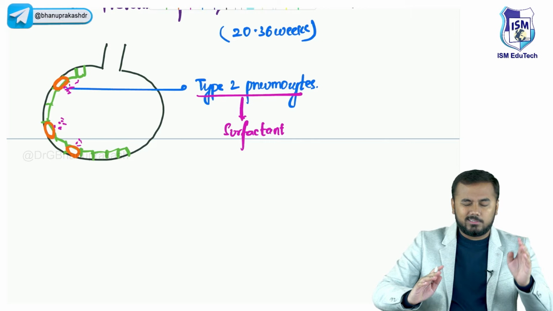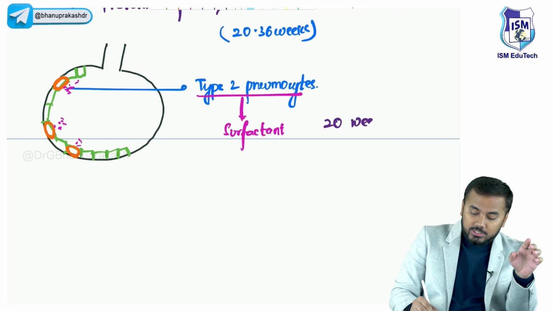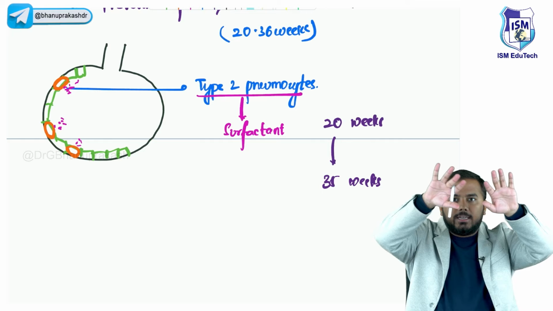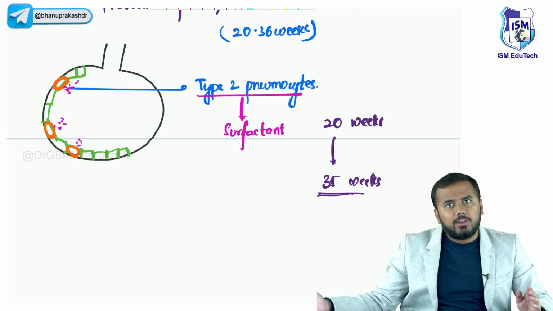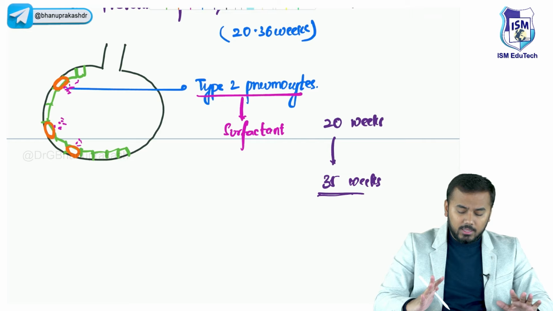Now exactly speaking, at which week will surfactant release start? Surfactant release will start at 20 weeks of gestation. From 20 weeks all the way till 35 weeks, surfactant keeps on releasing, and whatever surfactant is released will spread along the entire alveoli. So the lungs are completely mature, or fully formed with surfactant, by 35 weeks. So if delivery happens after 35 weeks, the risk of neonatal respiratory distress syndrome will be less. Yes or no? Why do we need surfactant?